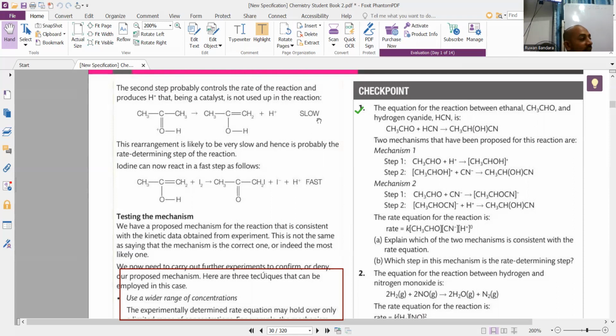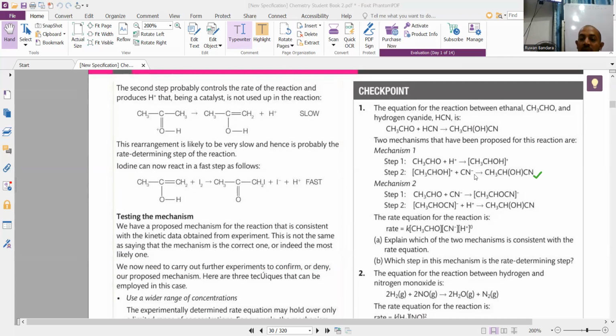Step 2 is the rate determining step. Why? Because in the rate equation, hydrogen is not involved. In mechanism 1, hydrogen is there in the first step, right? So CN is in the second step. Therefore, the second step will be the slower step.